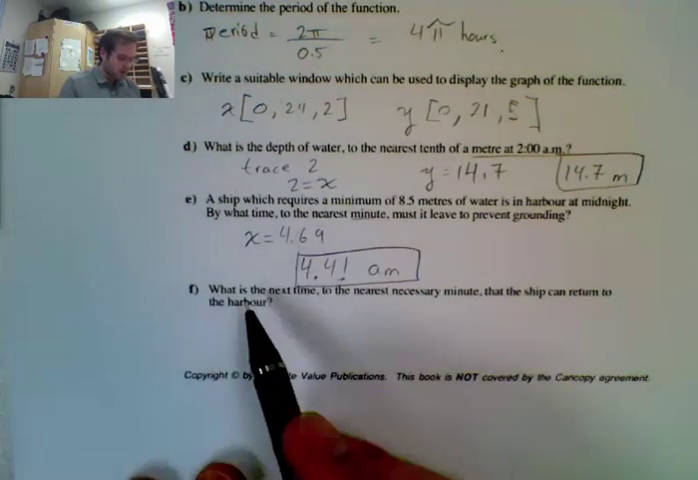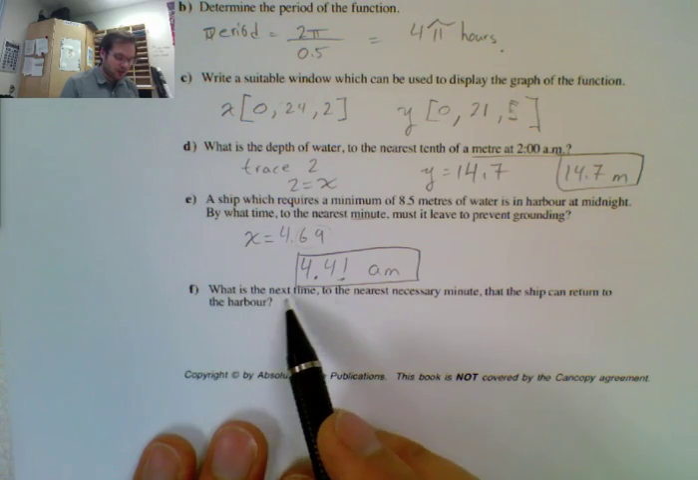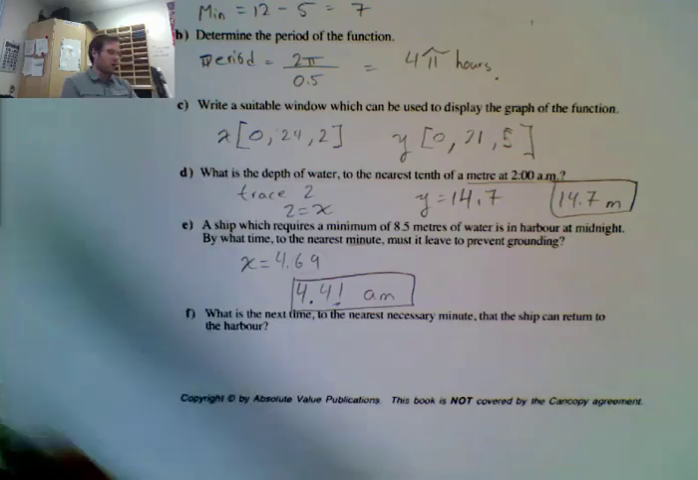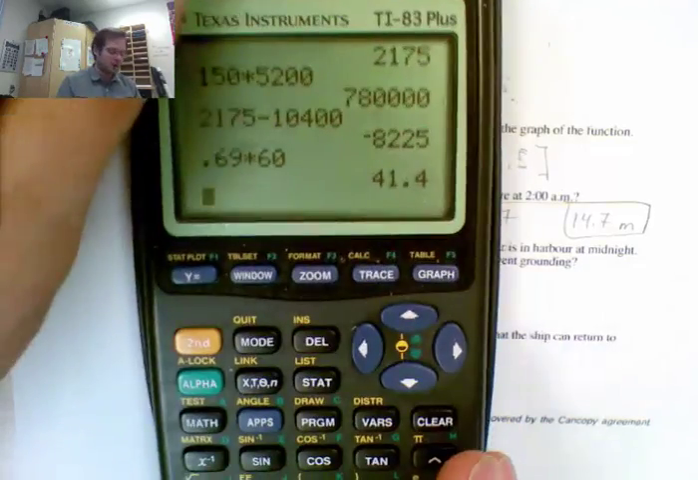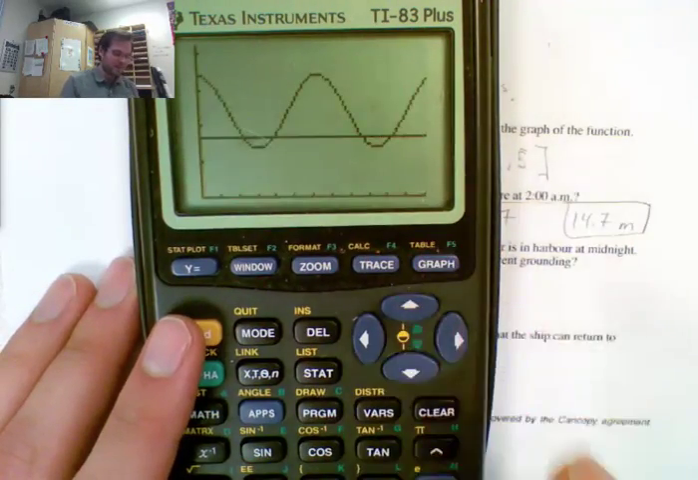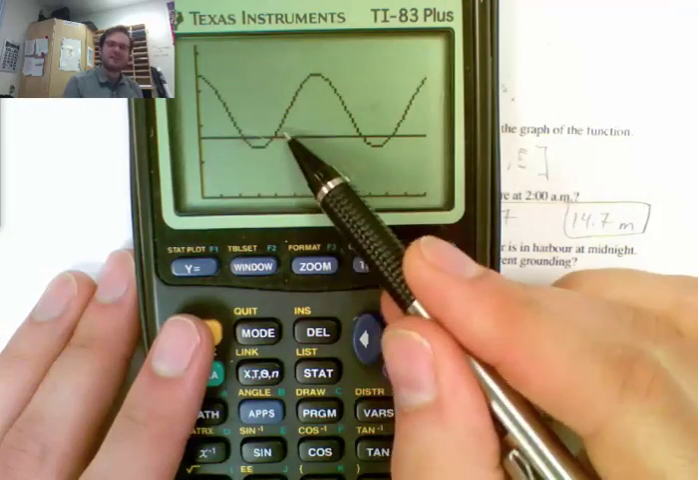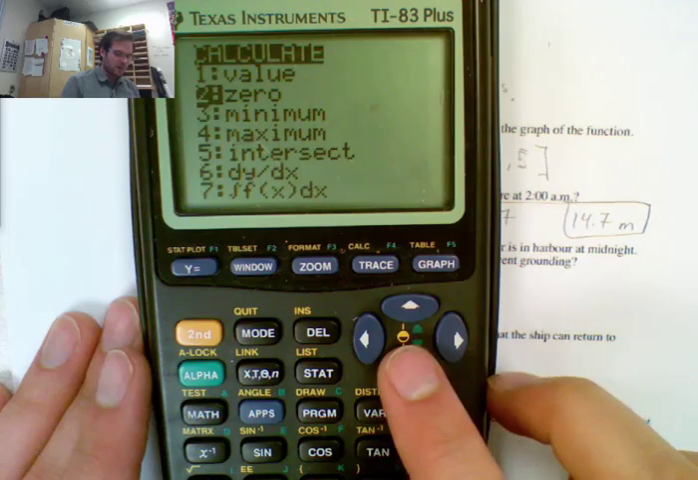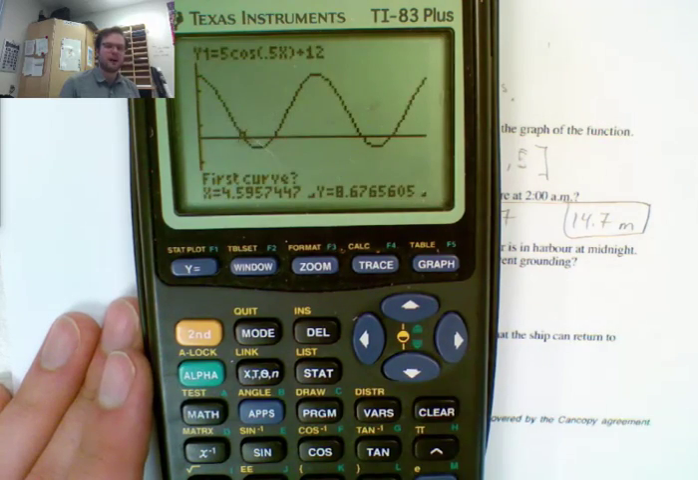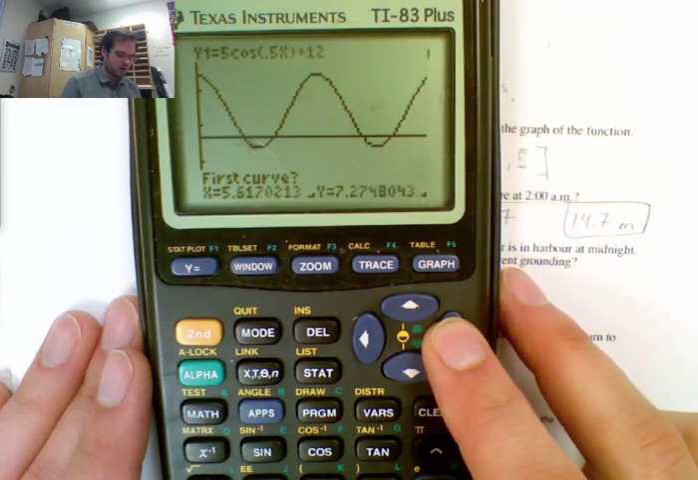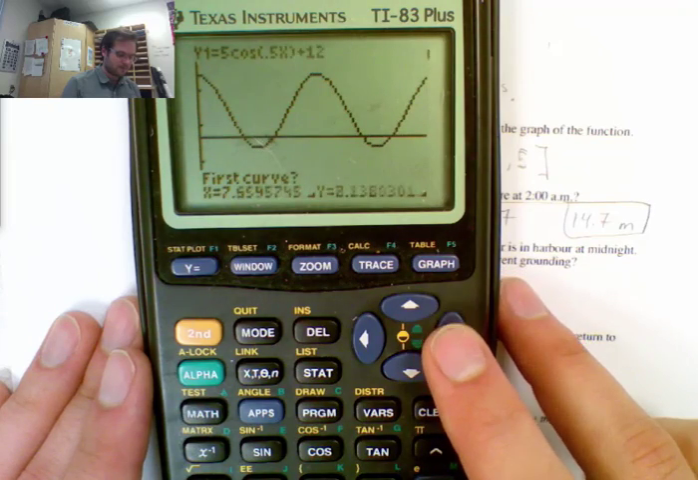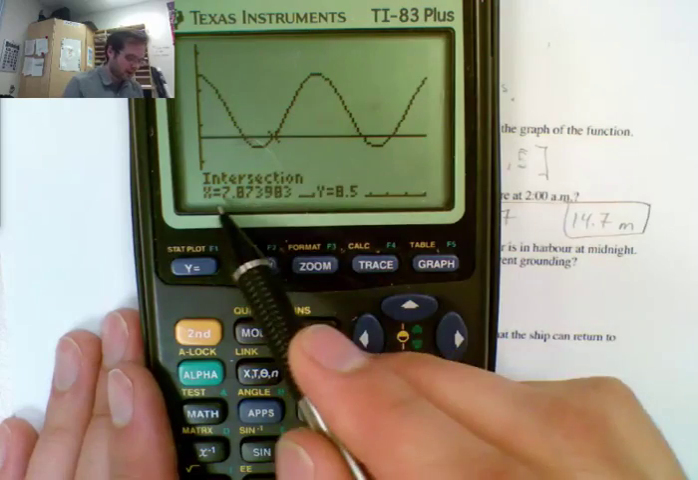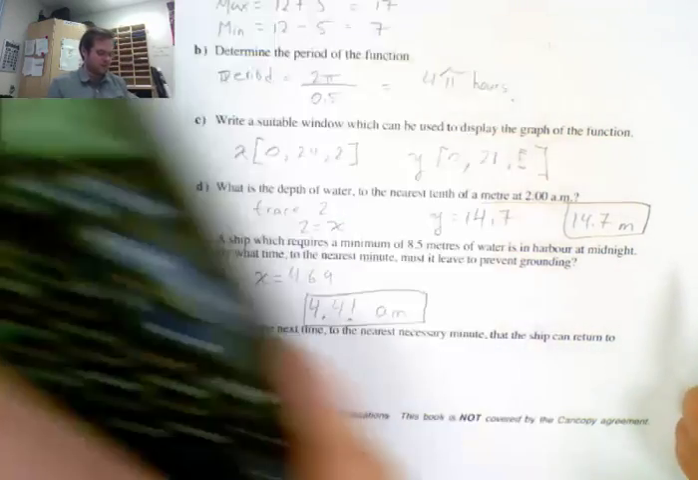Now it says, what is the next time, to the nearest necessary minute, that the ship can return to the harbor? So we want to know when it could return to the harbor here. I'm going to go back to my graph, and we look at it here. I want this intersection right there. So I'm going to go second, calculate, and find my intersect, which is 5, and we can return right here, push enter 3 times. I'm going to get 7.873.